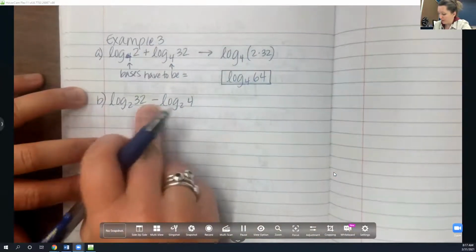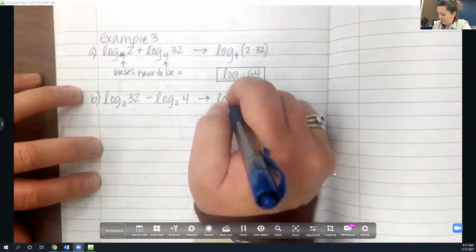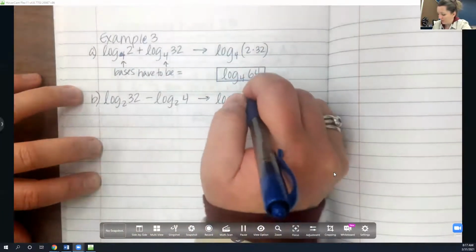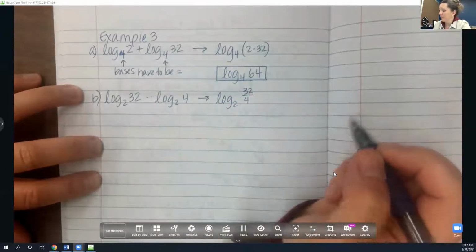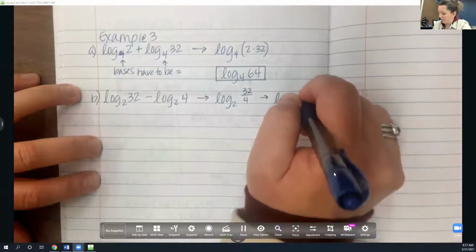All right, here's B. Log base 2 of 32 minus log base 2 of 4. So when I subtract, I divide. So rewritten is log base 2 of 32 divided by 4. In other words, log base 2 of 8.